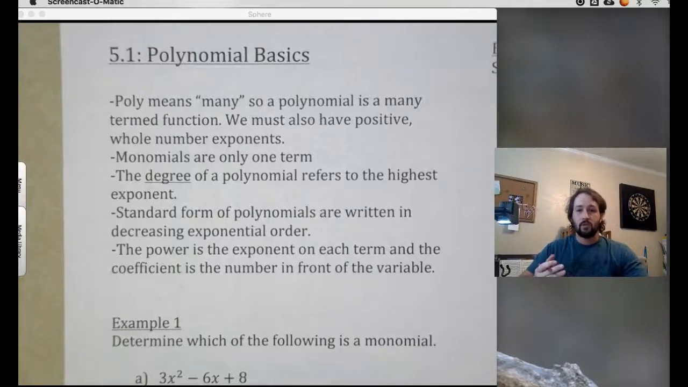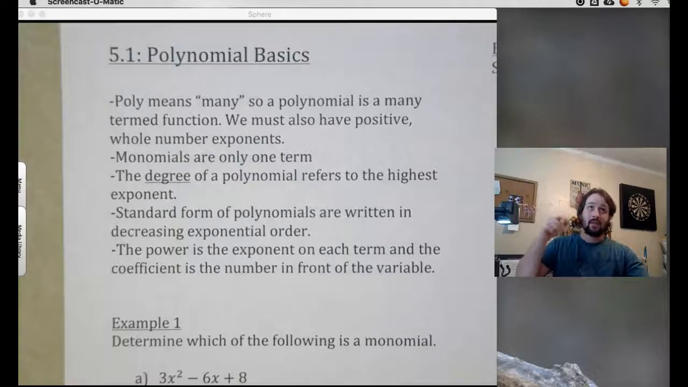The degree refers to the highest exponent of the polynomial. Standard form is written in descending exponential order. Just like we did with our quadratic, we had ax squared plus bx plus c. So the ax to the second, and then it was x to the first, and then it was no x's. So we'll go highest to lowest as we write our things in standard form. The power is the exponent of each term. We'll talk about that more as we get to it. The coefficient is the number in front of the variable.